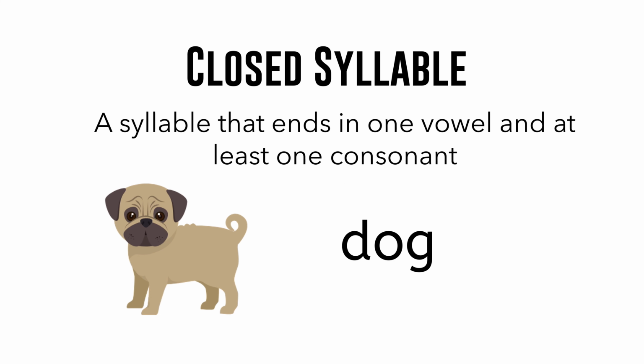We're going to first start with closed syllables because they're the most frequent syllable type in English. A closed syllable is a syllable that ends in one vowel and at least one consonant. Take a look at the word dog. It ends in one vowel and one consonant. You might hear teachers refer to words for beginning readers as CVC words. These types of words fall under this syllable type because, as you can see, the pattern fits the description of a closed syllable. It ends in one vowel and one consonant.